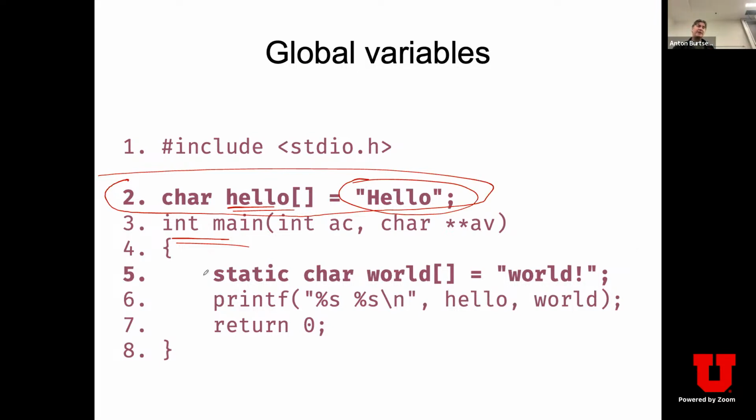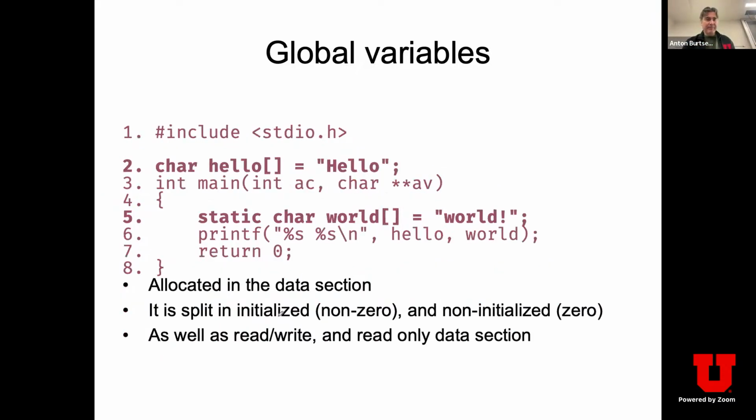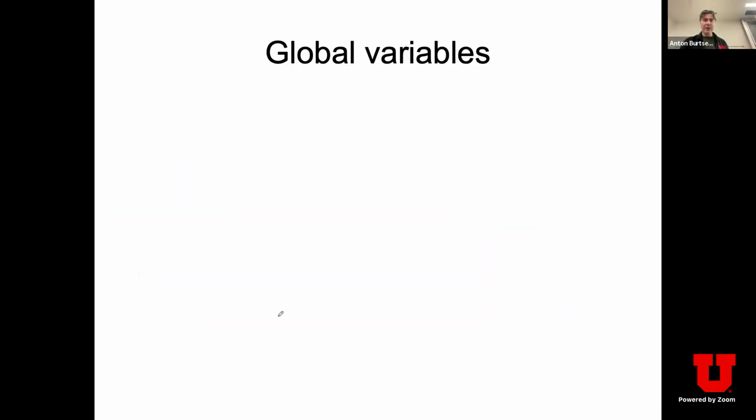C has an additional trick. It says, okay, you can declare a global variable inside the function by using this static keyword, which also says, make sure that the lifetime of this is global. So if you see those, you're fine, right? And these are, as I said, allocated in a data section. So what does it really mean?